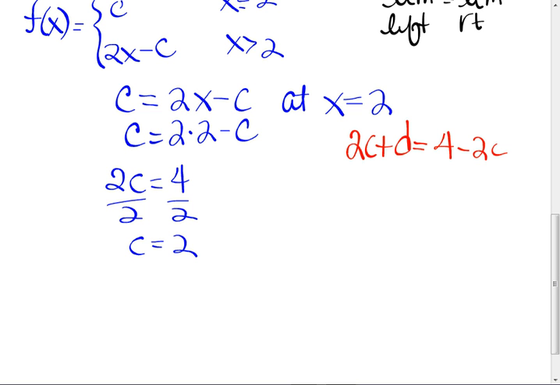But what's c? It's 2. Can you find d? It's a multi-step problem. We're just taking what we have and we're working on it.